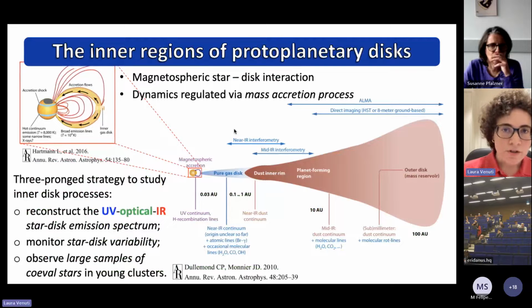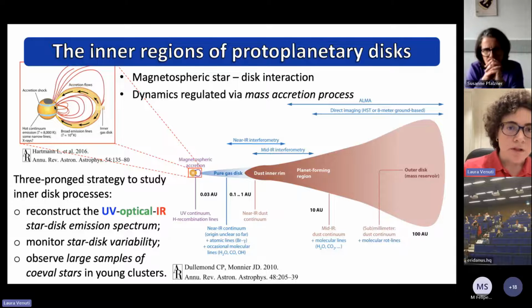The main process that governs this interaction between the star and the disk is what we call magnetospheric accretion. Material is lifted from the inner disk plane and is channeled in accretion columns along the magnetic field lines until it impacts the star at near free-fall velocities close to the base of the accretion columns. This impact produces an accretion shock, which is much hotter than the stellar photosphere, with a temperature of about 10,000 Kelvin or so. And so this will emit predominantly at short wavelengths in the UV.